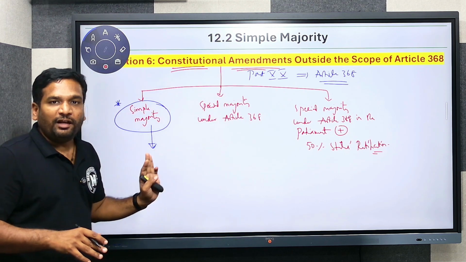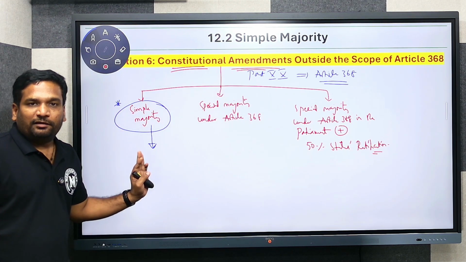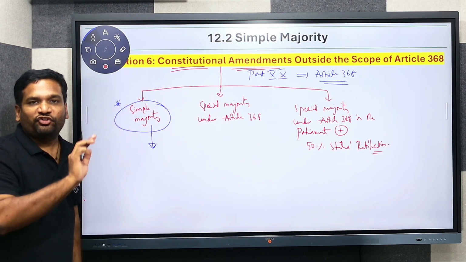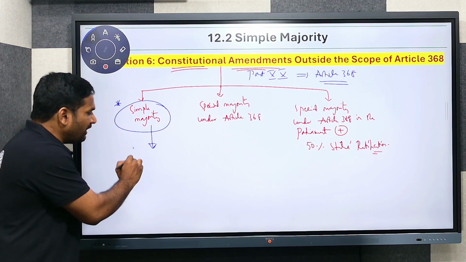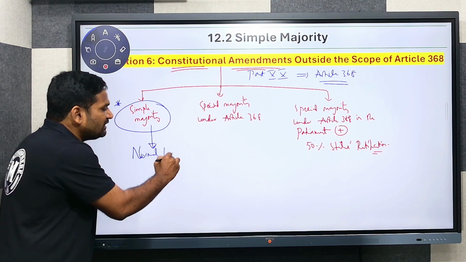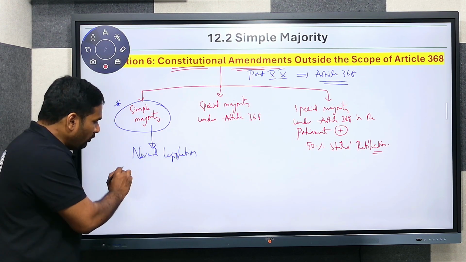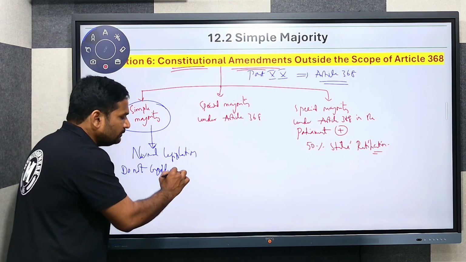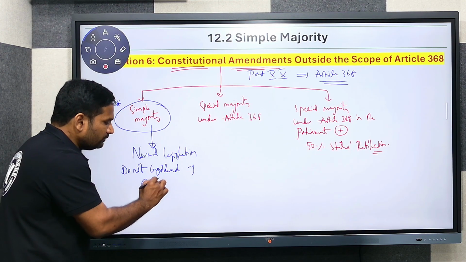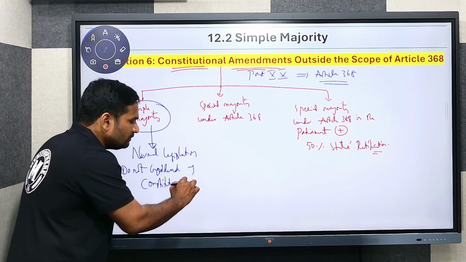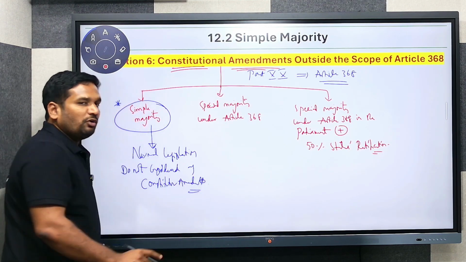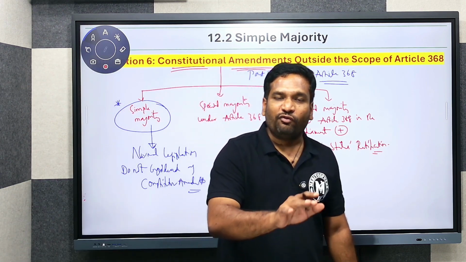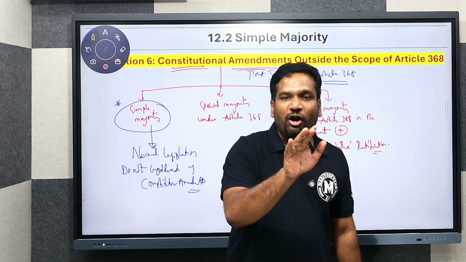So here it is important to note that whatever provisions are amended through simple majority do not fall under Part 20. They do not fall under Article 368. So they are normal legislations only. They are not considered as constitutional amendments. Got my point? So whatever provisions of the constitution can be amended through the simple majority do not fall under the category of constitutional amendments. They are actually normal legislations.